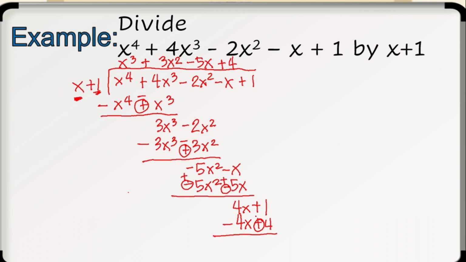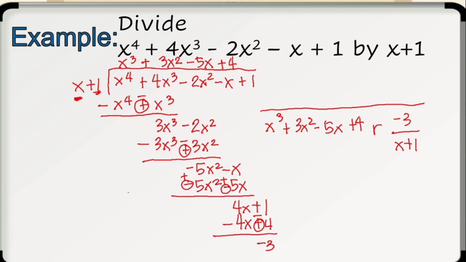Subtract, change the sign. We have negative 3. Since negative 3 has lower exponent than the divisor, then it is the remainder. So our final answer is x cubed plus 3x squared minus 5x plus 4, remainder negative 3 over x plus 1.